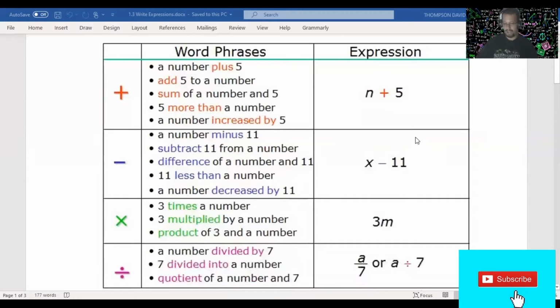Division. In word phrases, we would say a number divided by 7. 7 divided into a number. Quotient of a number and 7. As an expression, we would either write a fraction as a over 7 or a division sign 7.